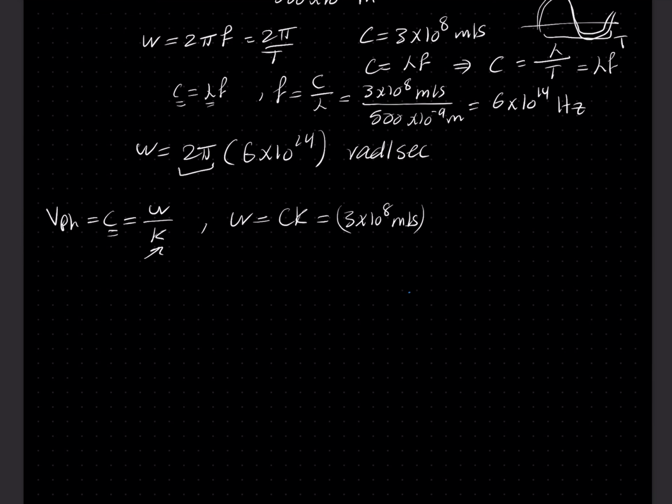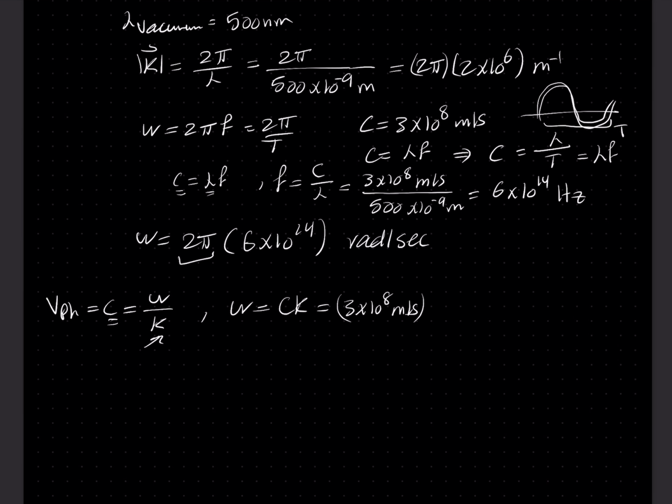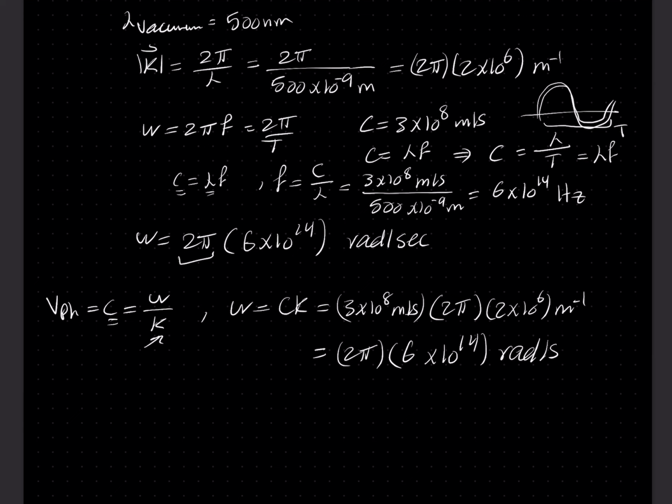and we just calculated k here to be 2 pi times 2 times 10 power 6 meter minus 1. All right, 3 times, I'm going to keep everything in terms of 2 pi. And then 3 times 2 is 6 times 10 power 8 and 6 is 14, power 14 radians per second. And if you look closely here, this value for omega is the same as this value.